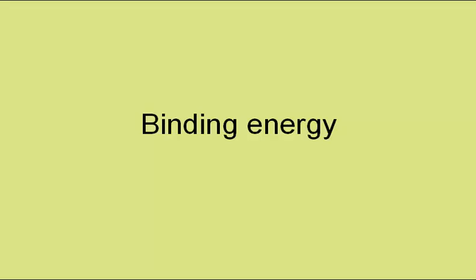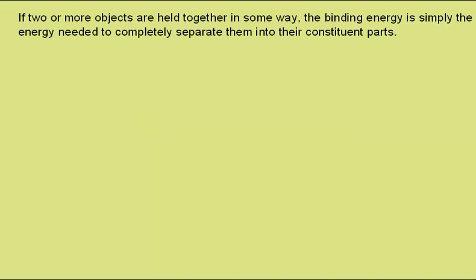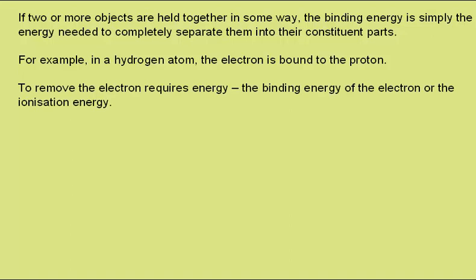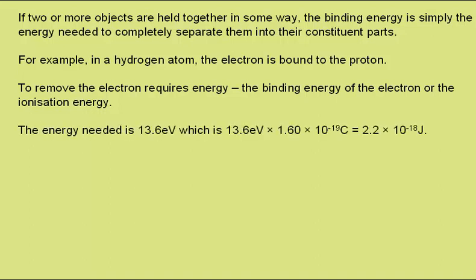Binding energy. If two or more objects are held together in some way, the binding energy is simply the energy needed to completely separate them into their constituent parts. For example, in a hydrogen atom, the electron is bound to the proton. To remove the electron requires energy, the binding energy of the electron, or the ionization energy for hydrogen. The energy needed is 13.6 electron volts, or 2.2 times 10 to the minus 18 joules.